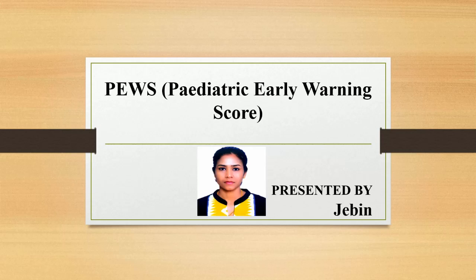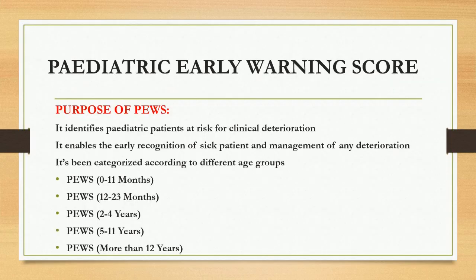Today I'm going to discuss PEWS, that is Pediatric Early Warning Score. Let's move on to the topic. Pediatric Early Warning Score. The main purpose is to identify the pediatric patient at risk for clinical deterioration. It enables the early recognition of sick patients and management of any deterioration.